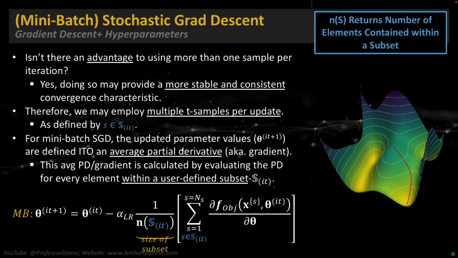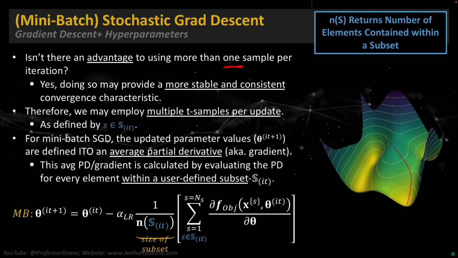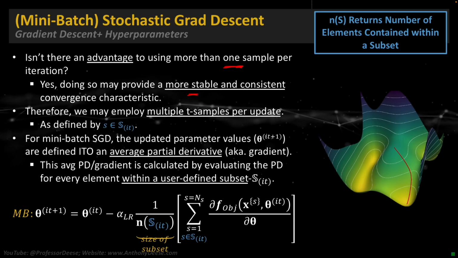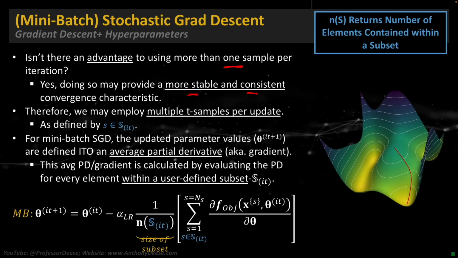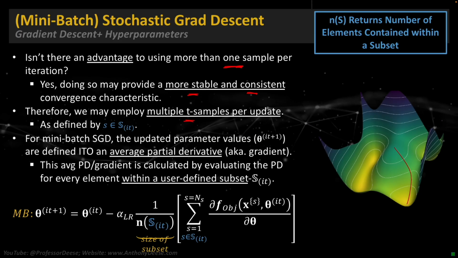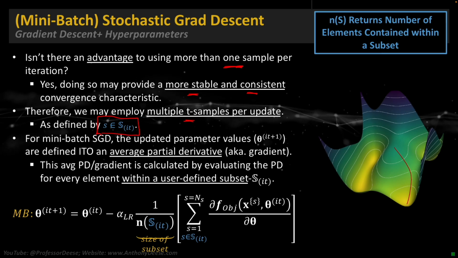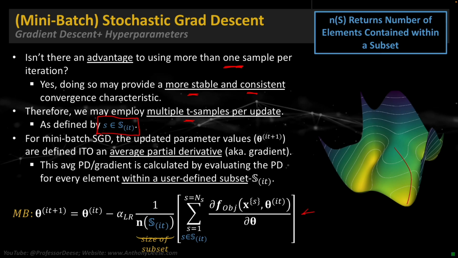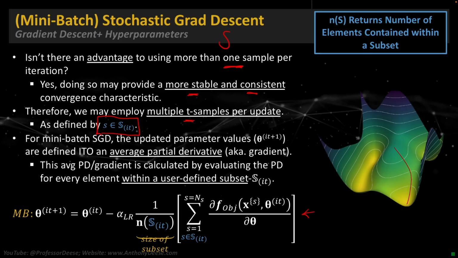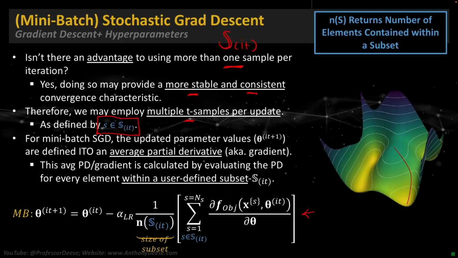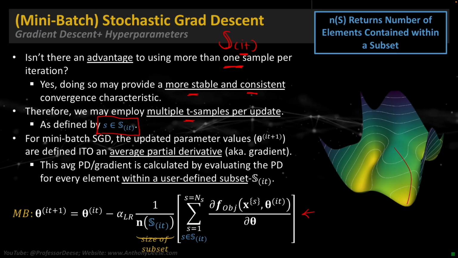But isn't there an advantage, potentially, to using more than one training sample per iteration? And the answer is yes. Doing so may provide a more stable and consistent convergence characteristic. As such, we may employ multiple training samples per update as defined by this expression here. What it says is that in order for a sample S to be considered as part of this mini batch stochastic gradient descent update, it should be a member of the subset S subscript it, telling us that this is the subset of samples associated with the current iteration.